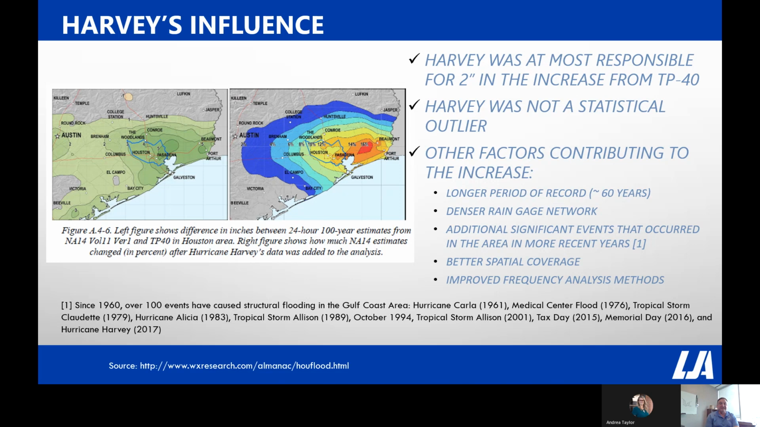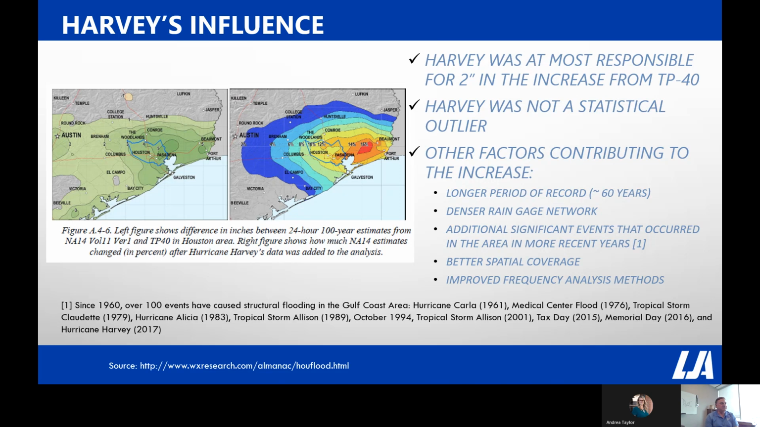And what's pretty amazing about all that is Harvey was not a statistical outlier. But if you look at all the other factors that went into changing the rainfall in these Harvey impacted areas and the Gulf Coast, there is a longer period of record. We have 60 more years of rainfall. We have a denser rain gauge network. We have additional significant events that have occurred in the area.